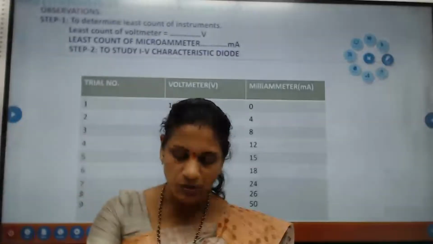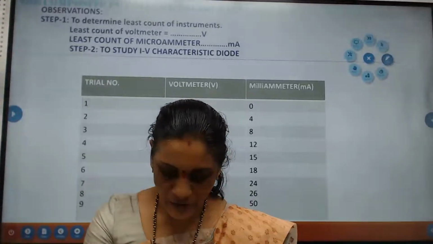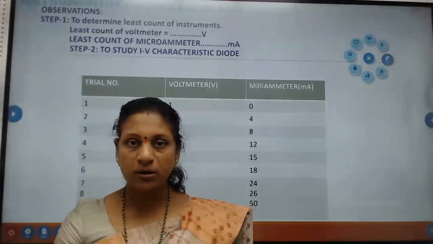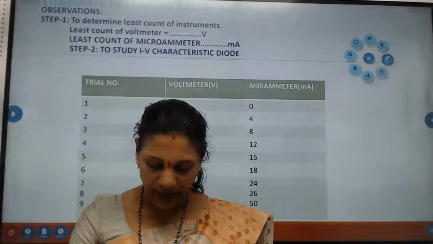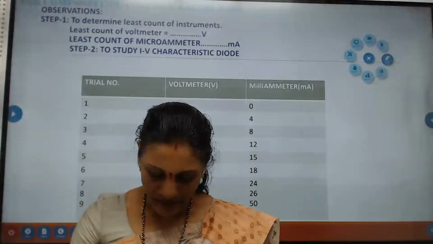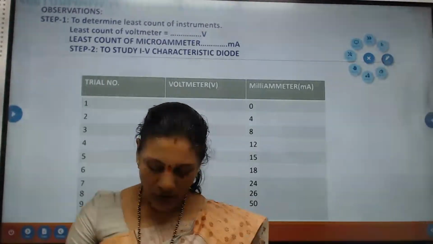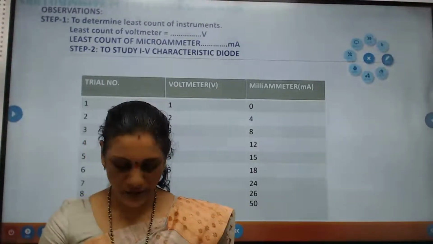For that sake, we have to make some observations on our apparatus. If you observe here, this is my voltmeter, 0 to 15. It is calibrated. Then I have to find out the observations, starting with the least count of this voltmeter.